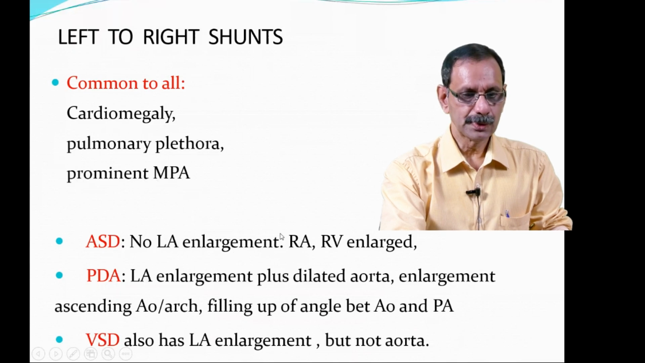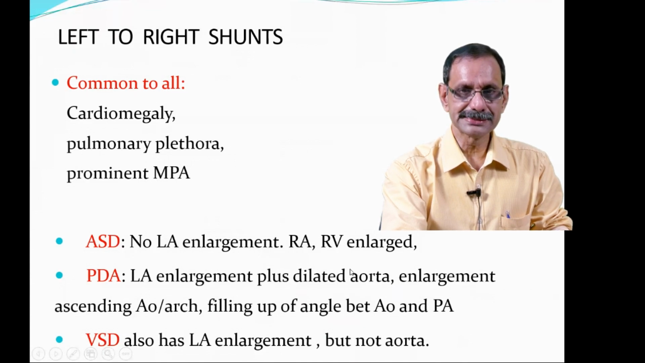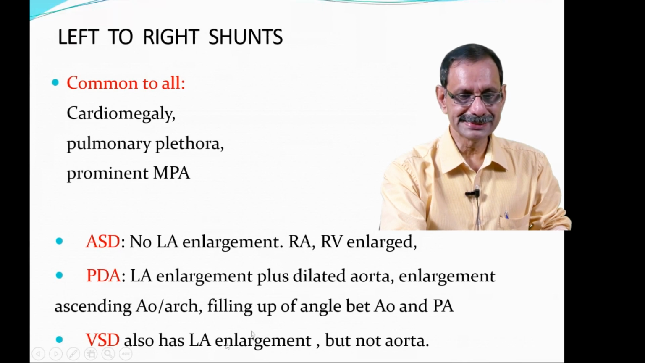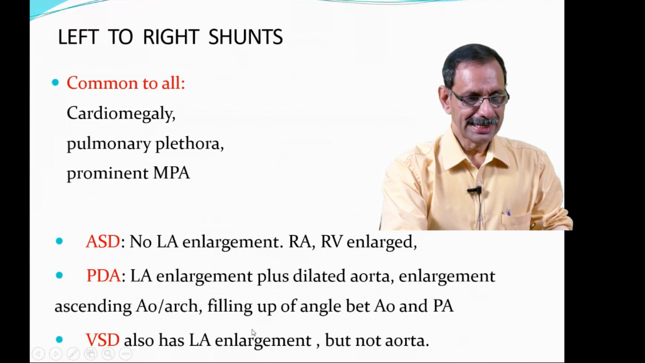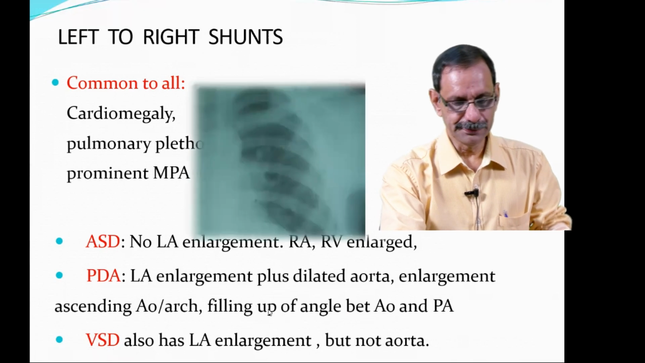In ASD, there is no left atrial enlargement. What is enlarged is the right atrium and right ventricle. In PDA, the left atrium is enlarged plus there is a dilated aorta, which means the ascending aorta or the aortic arch. And because both the pulmonary artery and aorta are enlarged, the gap between those two disappears and it appears as a single line. And in VSD, there is left atrial enlargement but no enlargement of the aorta as compared to PDA.